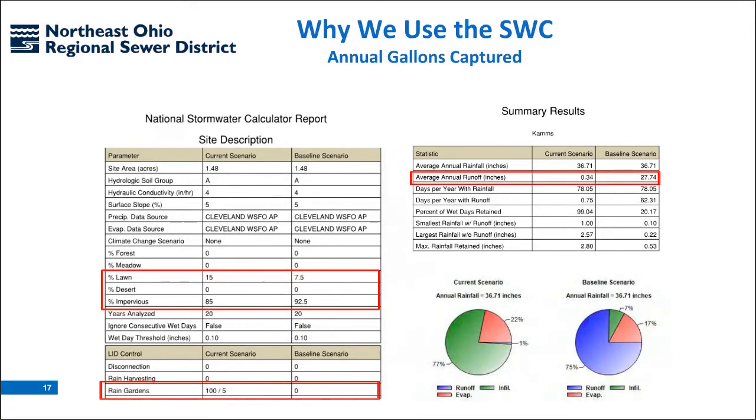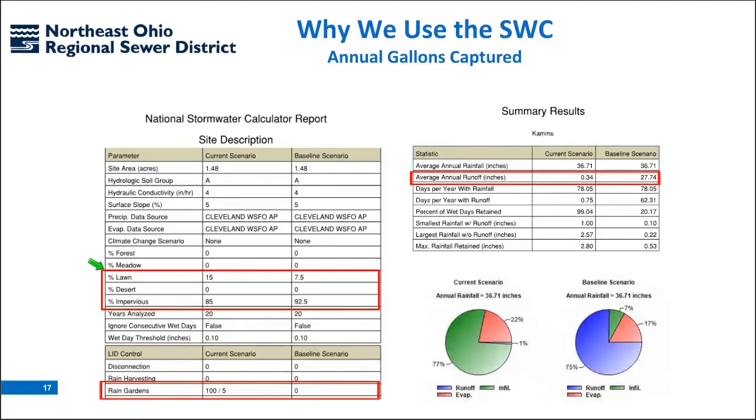So when we see these things, what we're looking at here, I hope this arrow works, the baseline scenario represents the existing conditions. And if you're familiar with the calculator, this terminology will make sense to you more so. But the baseline scenario is the existing conditions. The current scenario is what it is with green infrastructure practices applied.